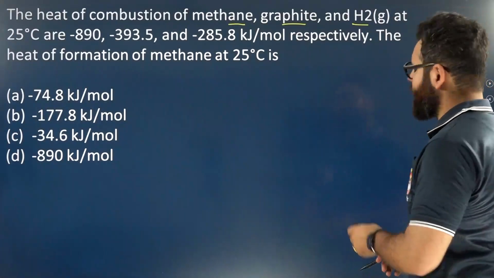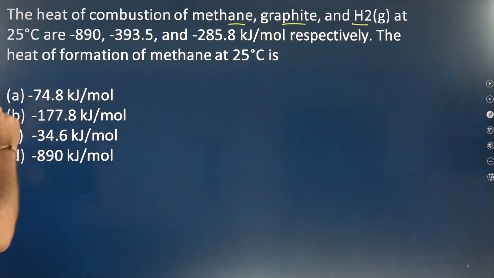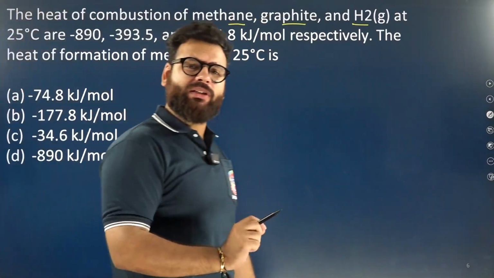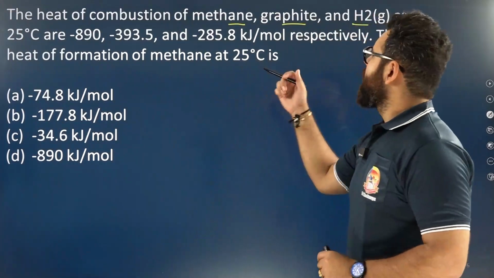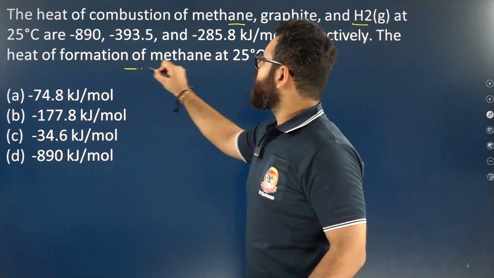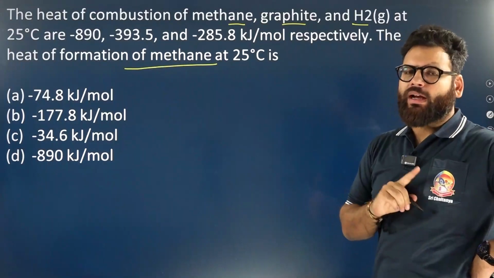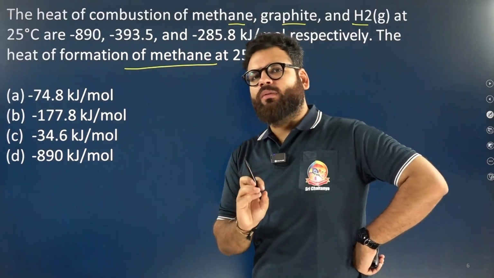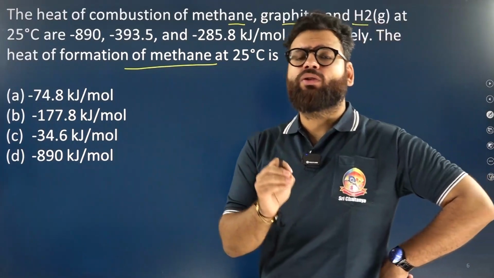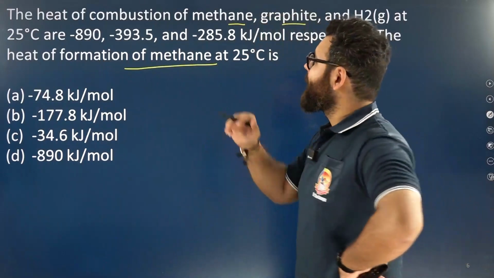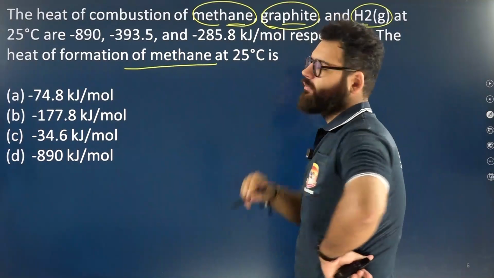Let us look at this particular question. Heat of combustion of methane, graphite, H2 are given. What is given? Heat of combustions are given. What are they asking? Find the heat of formation of methane. I told you, whenever you are trying to solve a thermochemistry question, whatever delta H they have given, you write the reaction behind it. Combustion of methane, combustion of graphite, combustion of hydrogen means what?